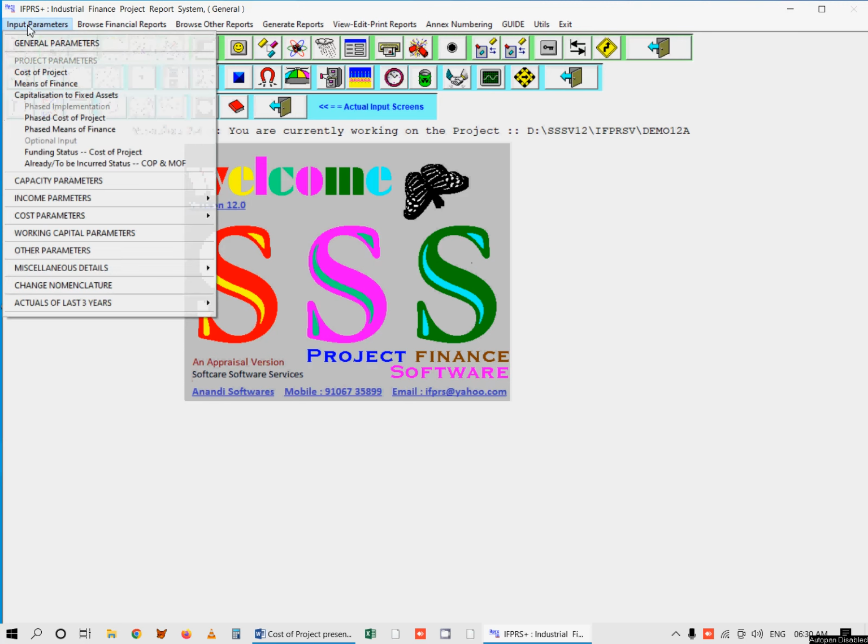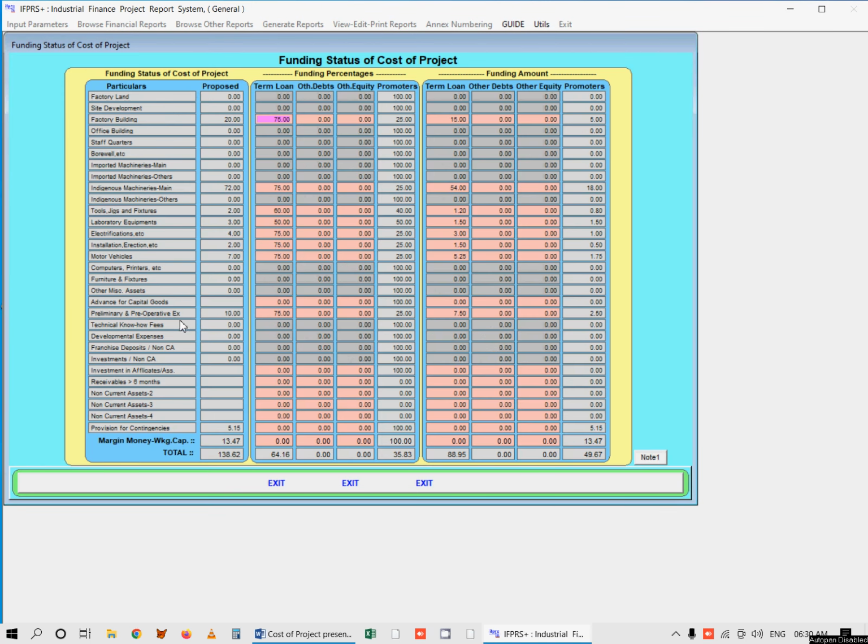Funding status of cost of project. You will find the option there too as 7th menu item under input parameters. The proposed cost of project as finalized will be shown here as under proposed column. You decide on assets coverage for term loan for each of its type. For example, some banks do not prefer to fund land. Some as 60% funding to building premises and many at 75%.